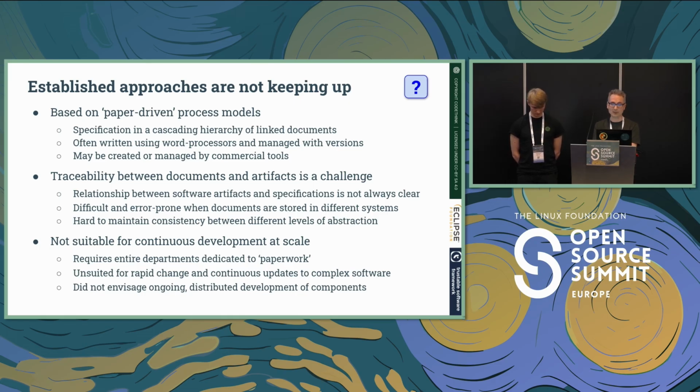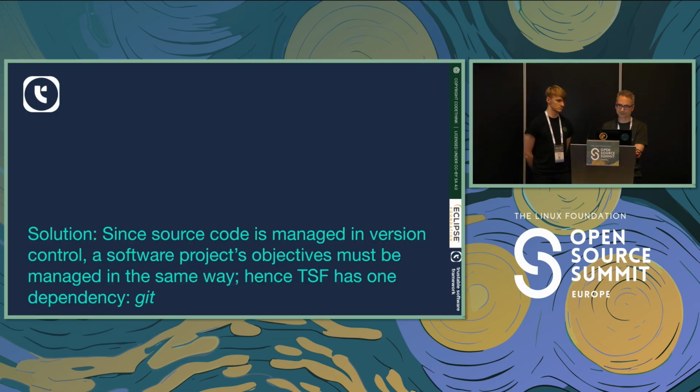And it certainly wasn't designed for distributed development of components that you're then bringing together to integrate and create those systems. Again, as a solution, the Trustable Software Framework is thinking that since source code is managed in version control, the software project's objectives themselves, the intent behind the code that you might not immediately see, must also be managed in the same way. Hence, the Trustable Software Framework has one dependency, Git.